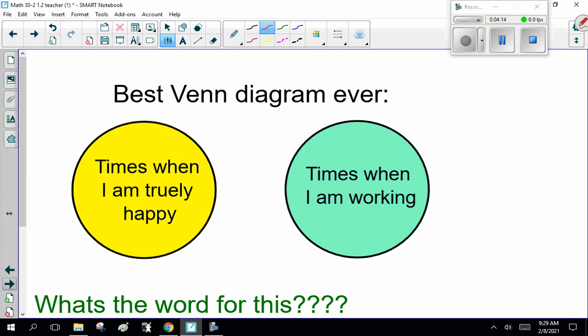Now, the best Venn diagram ever. Times when I'm truly happy and times when I'm working. What's the word for this? Disjointed.